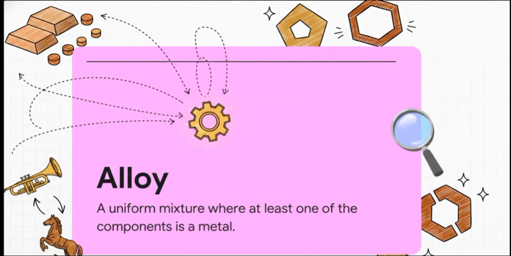So an alloy is basically a uniform mixture where at least one of the main ingredients is a metal. By mixing metals together, like copper and zinc to make brass, or copper and tin to make bronze, we can create totally new materials that are often way stronger or better for a specific job.